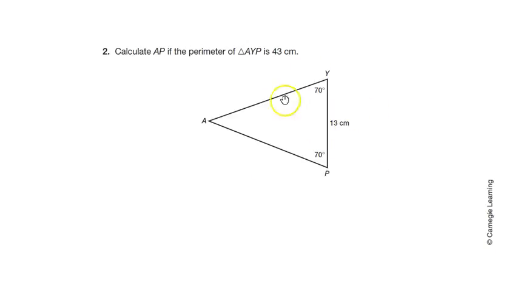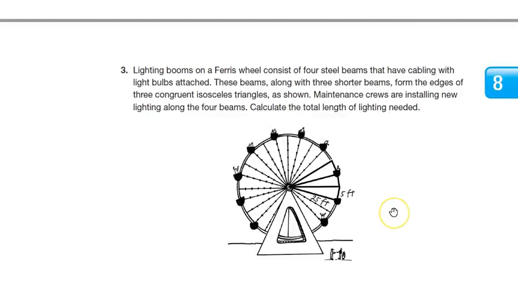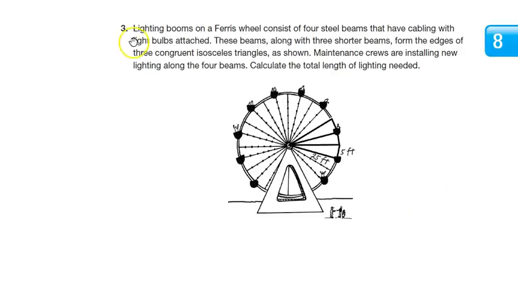In this one, we'd notice that I've got two angles that are congruent. If the two angles are congruent, the sides have to be congruent. So that's AY and AP must be congruent. So I'd call this one X and this one X. And then I'd add it all up. You end up with 2X plus 13 equals 43. And then you write that equation out, 2X plus 13 equals 43, and solve for X by subtracting 13 and dividing by 2. A little algebra.